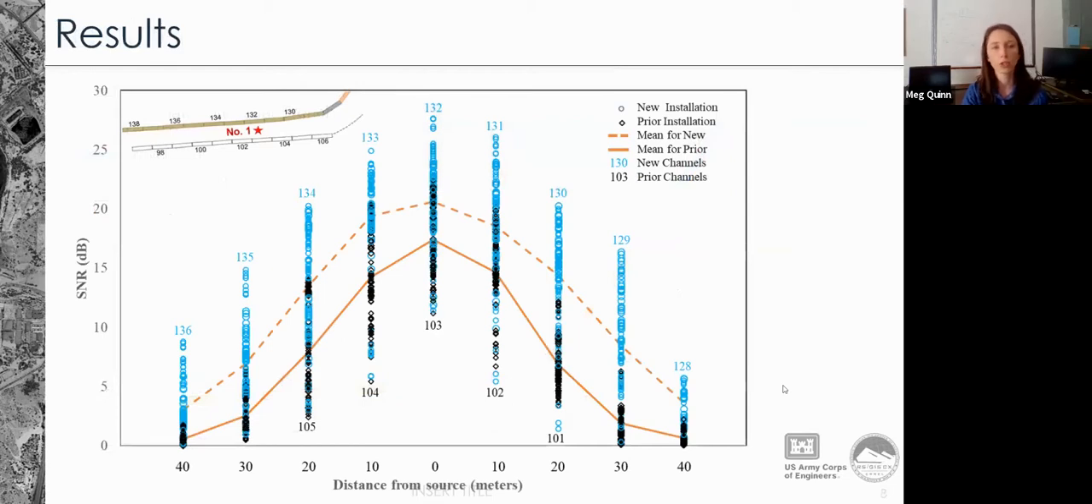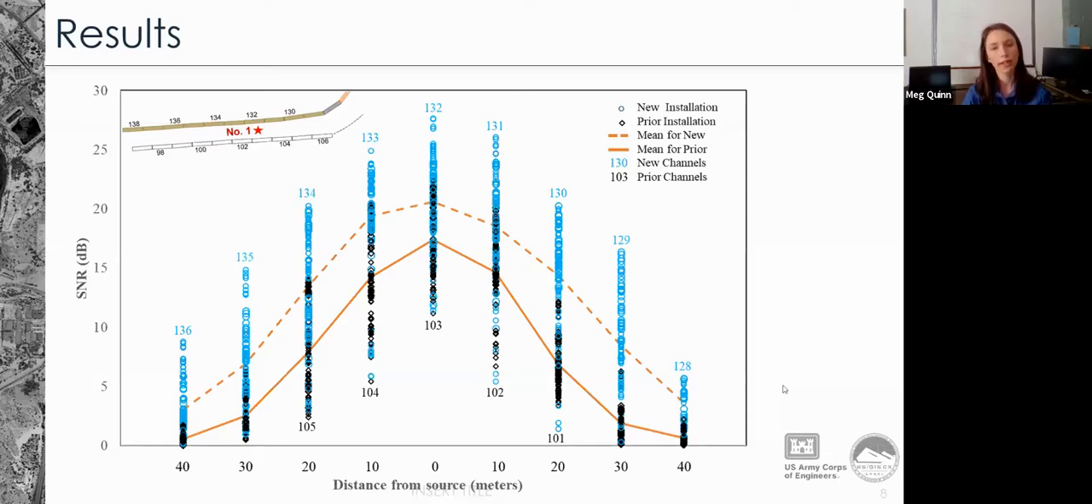But on the test bed I just showed you, these are some preliminary results based on 7 months of testing. The signal to noise ratio, SNR, was calculated in each channel that responded to that impact source. This is showing you the response to source location number one. The blue open circles are the response in the newly installed and compacted portion of array, and the black diamonds are the previously installed, basically the 10-year-old portion of array.